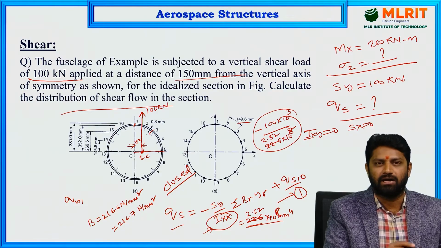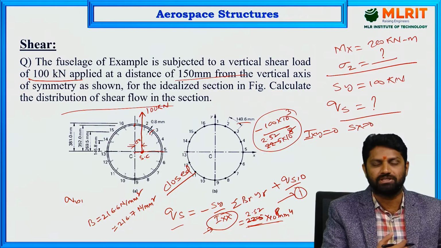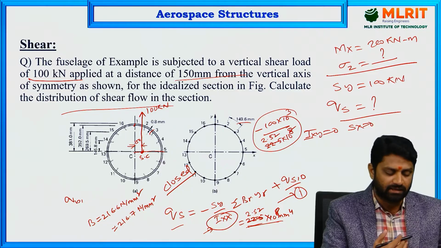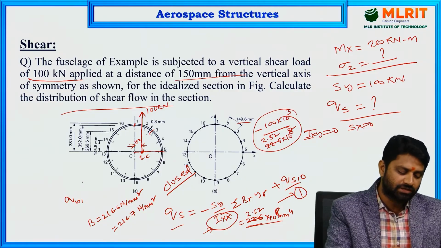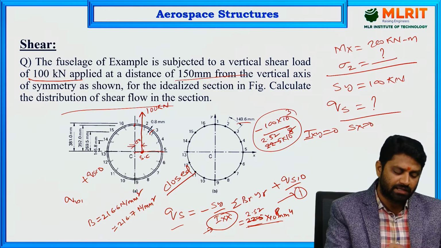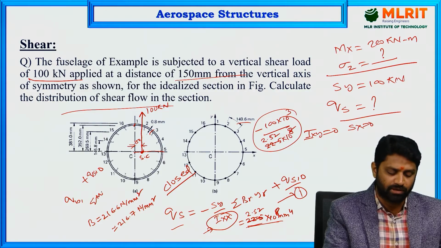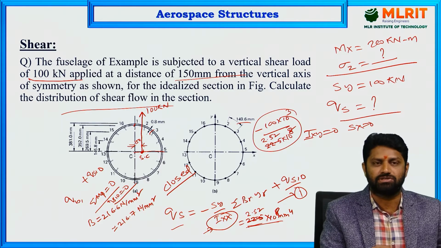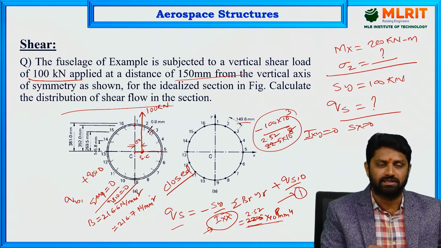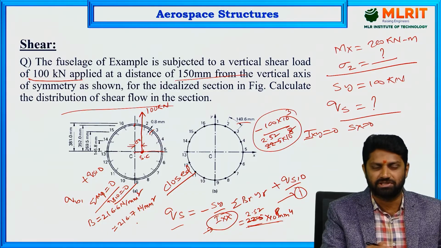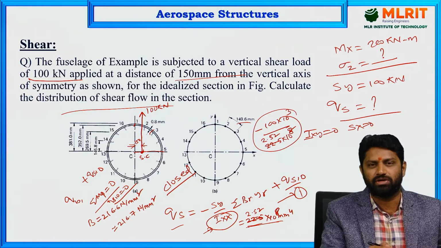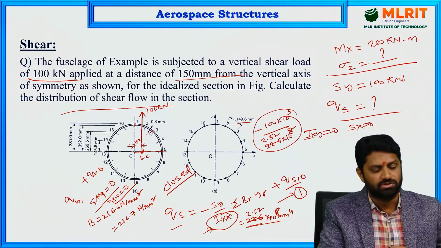Once all the open section shear flows are found, we add an additional constant shear flow, that is qs naught, then take moments about a suitable point and equate to 0, so that we first calculate qs naught, the additional constant shear flow that would exist in that panel. Once you get this qs naught value, we superimpose it onto the existing open section shear flows, so that you get the actual shear flows. So that is the regular procedure.